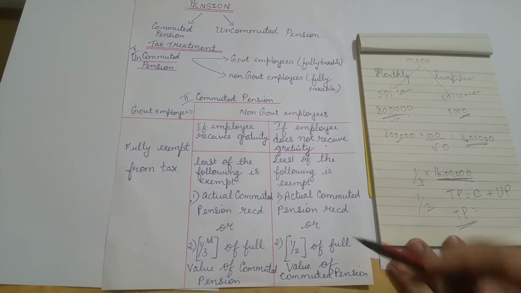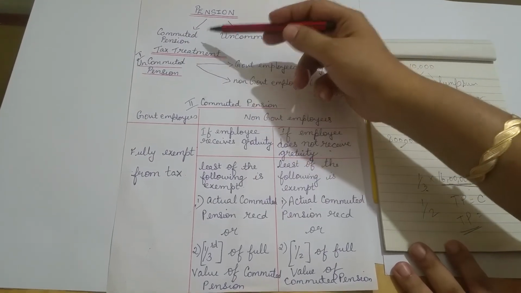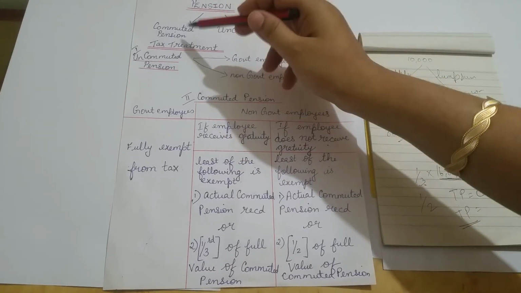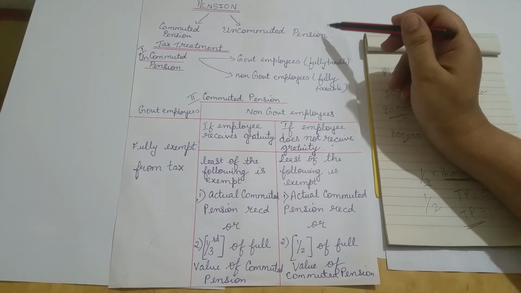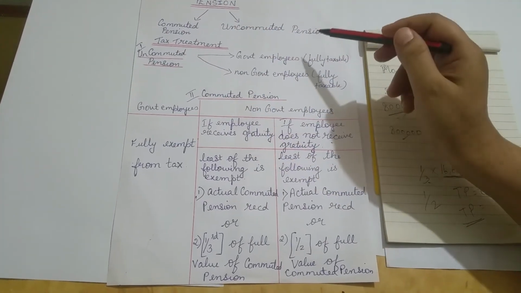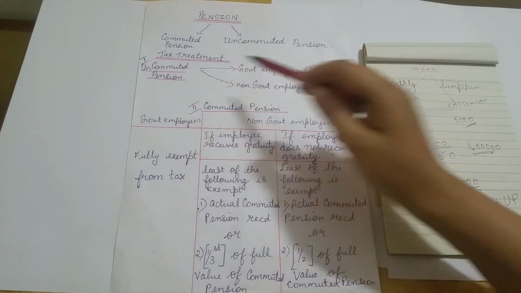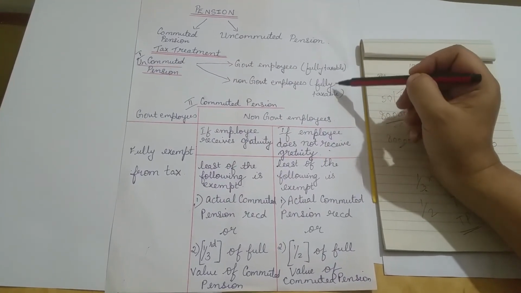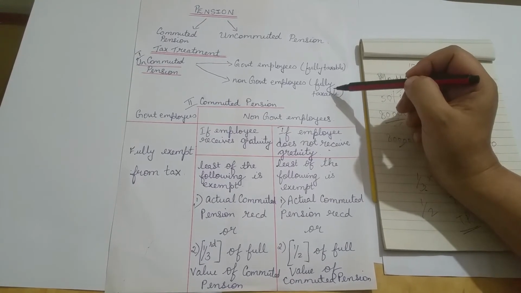I'll repeat it again. Pension is a retirement benefit and pension is of two types. One is commuted pension, one is uncommuted pension. Commuted pension means pension which is surrendered and uncommuted means you have not surrendered it. Now tax calculation for both is different. First we'll see the tax treatment for uncommuted pension. Whether the employee is a government employee or a non-government employee, it is fully taxable. Whatever pension you're receiving on a monthly basis is fully taxable.